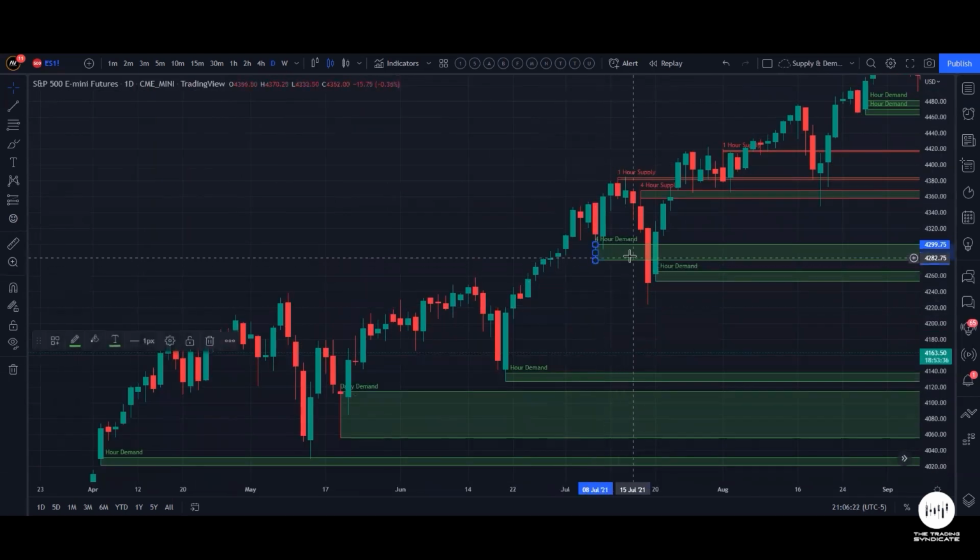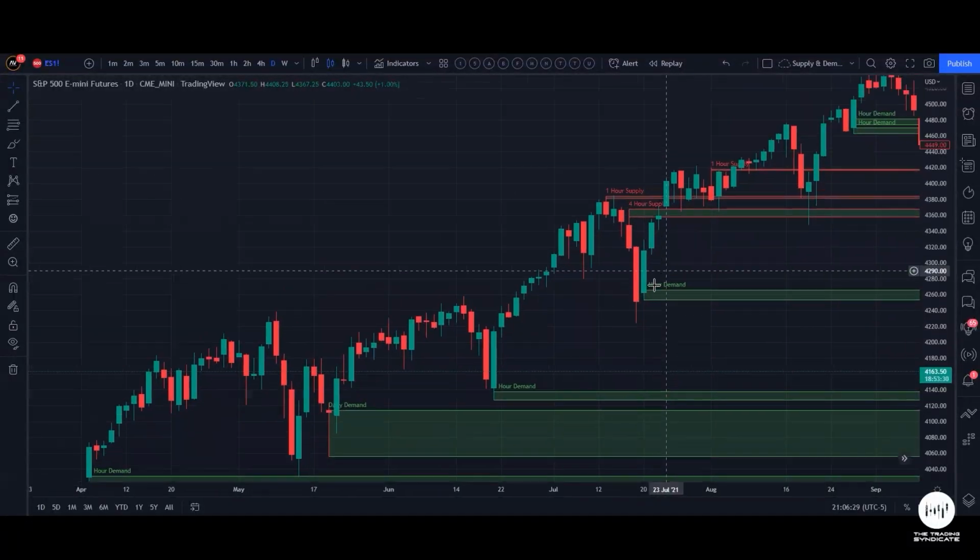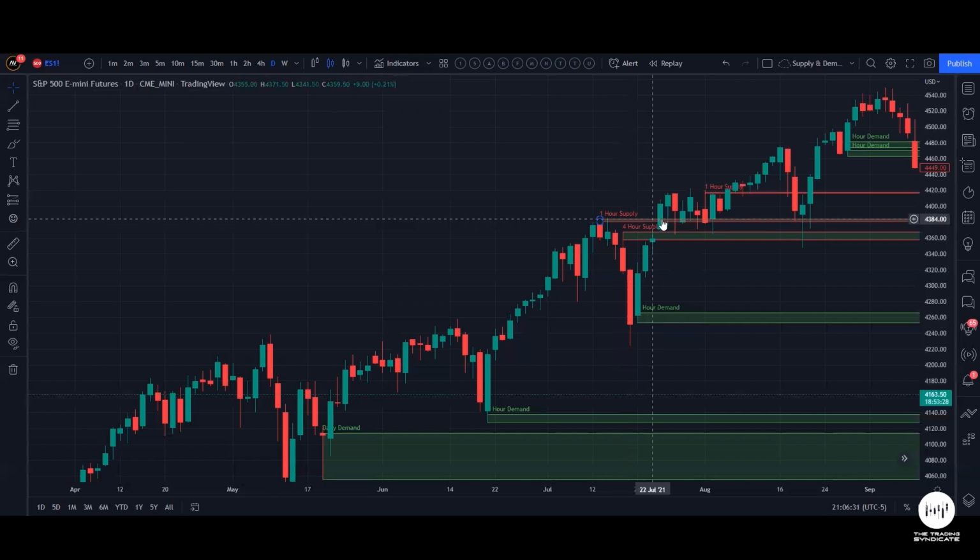Now, if we keep moving over here, we'll see this 4-hour demand zone broken through and crushed, so we'd go ahead and remove that from the screen. This 1-hour supply zone was broken through and defeated, so we would go ahead and invalidate it and remove it.